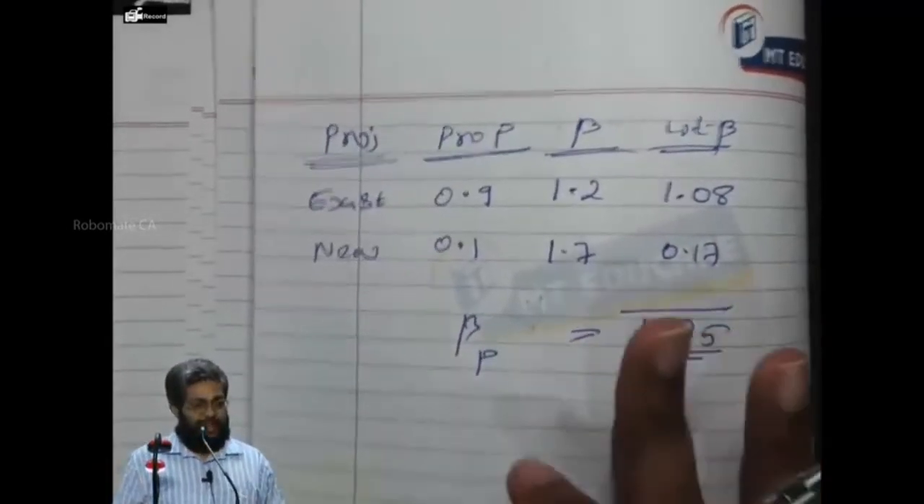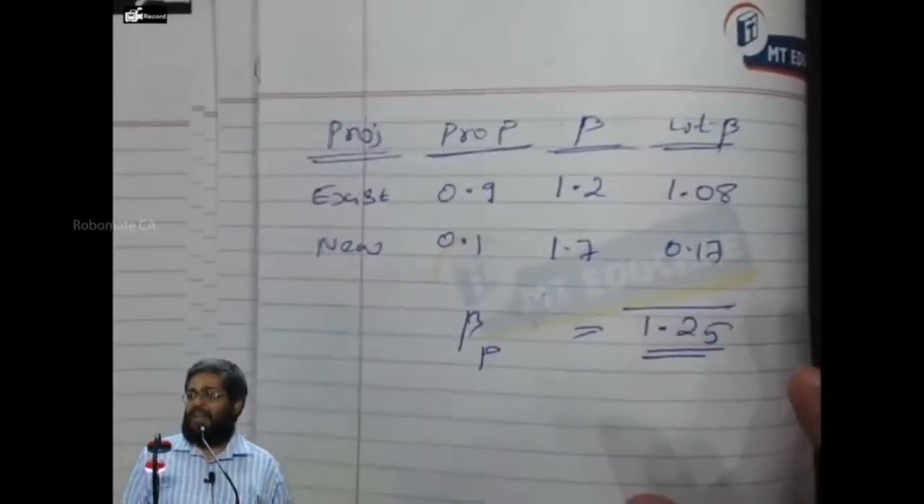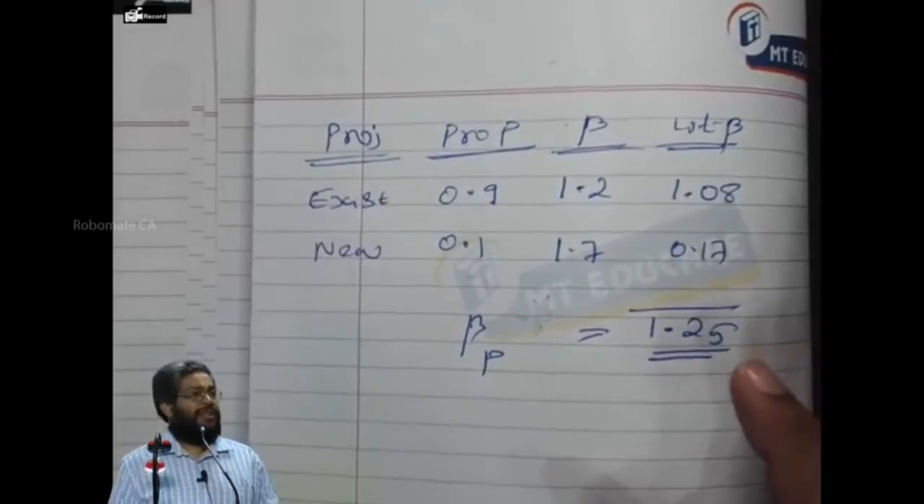Now with this we have completed this particular slot on levered beta, unlevered beta, and then proxy beta. Can we move to the next stage or not?